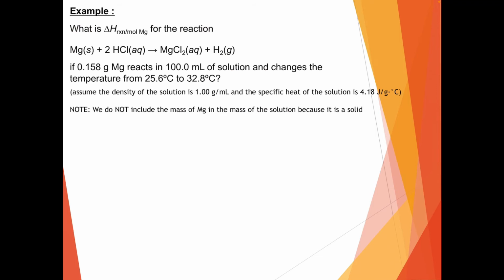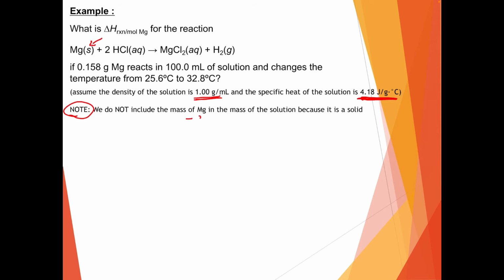For this, we're going to assume the density of the solution is 1 gram per milliliter, and the specific heat of the solution is 4.18 joules per gram degree Celsius. This is the density of water, this is the specific heat of water, and that will usually be what we use because most of the solution is water. I do have one note here. We're not going to include the mass of magnesium in the mass of the solution because it's a solid. This solid is not dissolved in our solution. We're just looking at the aqueous portion, so that'll be our hydrochloric acid. So let's go ahead and calculate this out.